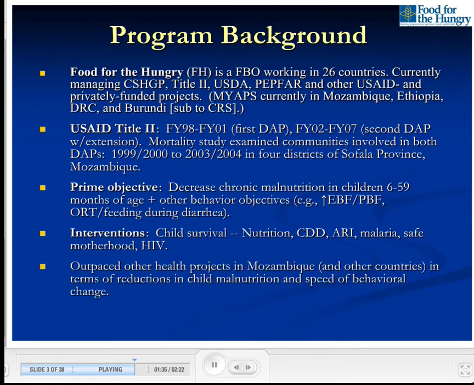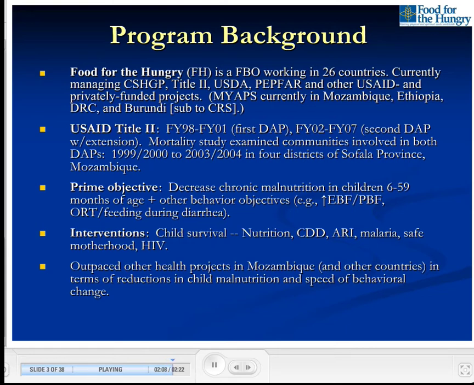As far as interventions, they were child survival type interventions, very similar to what we're doing in our child survival program, focusing on nutrition, especially child nutrition, control of diarrheal disease, acute respiratory infection, malaria, safe motherhood, and HIV. So it's pretty broad-based. In the scale-up, we're focusing it down to work on nutrition and control of diarrheal diseases with integration through integrated management of childhood illness. But in this original project, we had quite a few interventions.